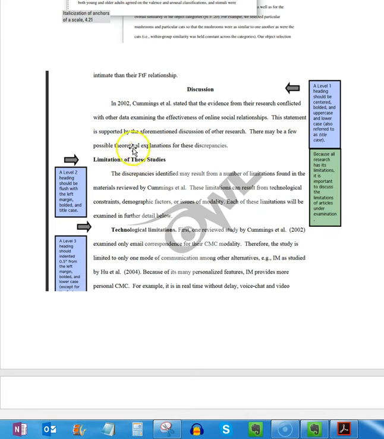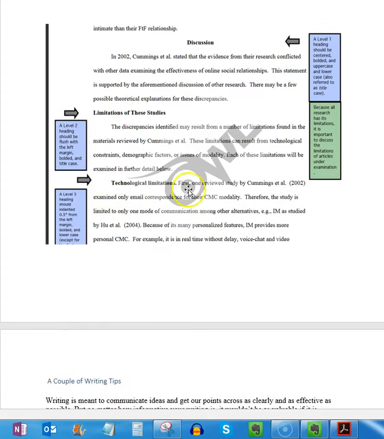Of, and, a, and the are not capitalized because they're not major words, but that is a level 2. It's left justified, bold, and what we call title case. And then here you'll notice for level 3, it's indented because it's in the paragraph. It's actually just like the first sentence in the paragraph, but it is a subcategory of limitations of these studies. So technological limitations is a subcategory of this.